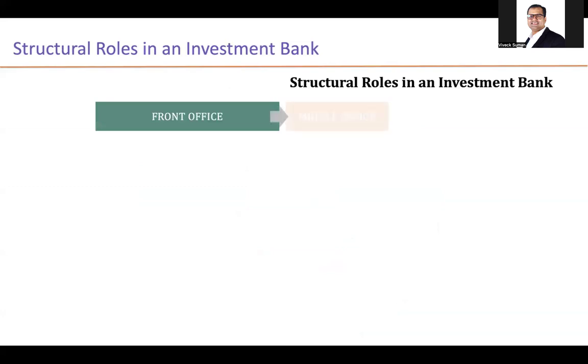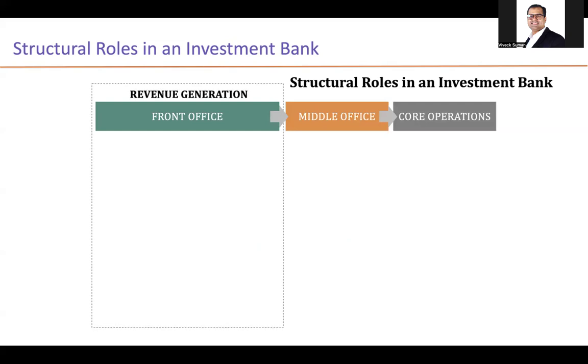One is front office, second is middle office, and third is core operation. We always say core operation. Front office, middle office, and core operation, which is a back operation. And all three of them have different people who work in them.